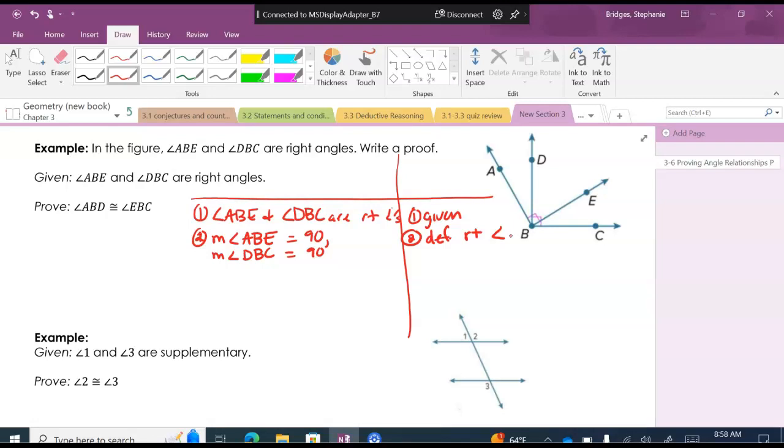Was I given anything else? No. Now keep in mind what we're trying to prove. I'm going to highlight what we're trying to prove. We're trying to prove that angle ABD is congruent to angle EBC. Now let me ask you this. I do know that they are both equal to 90, so I could say that they are equal to each other, couldn't I? Could I go ahead and say that the measure of angle ABE is equal to the measure of angle DBC? Okay, so let's do that. They both equal 90, so why not say they equal each other?